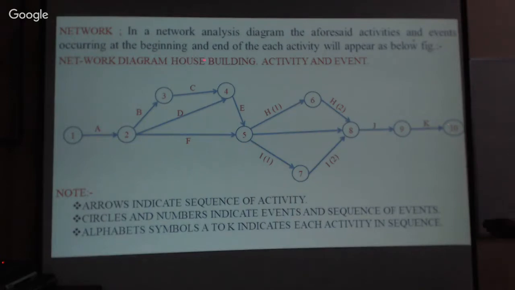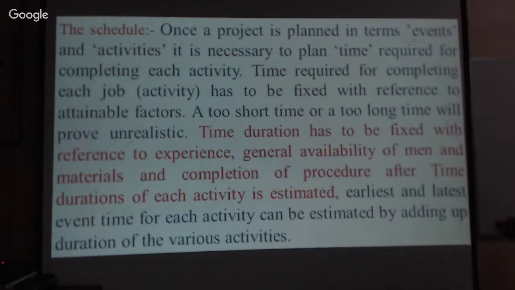Now let us see how to construct this network, how to prepare the CPM network. I will tell you now one by one. Once a project is planned in terms of events and activities, it is necessary to plan the time required for completing each activity. The time required for completing each job, that is activity, has to be fixed with reference to attainable factors. Whatever you plan, you must reach that point. You have to complete that event.